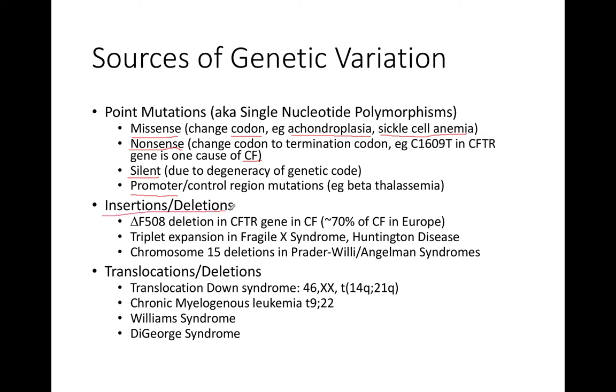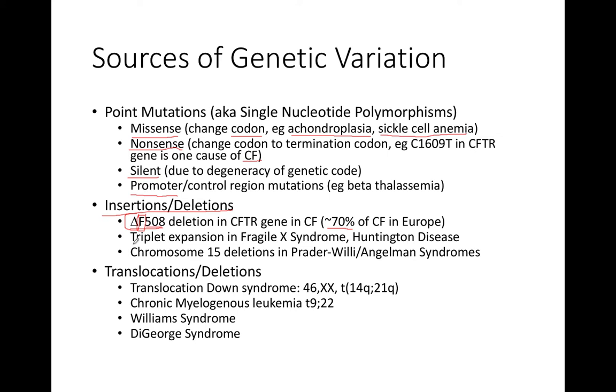Insertions and deletions can occur in a variety of different diseases. The most common mutation that's seen in cystic fibrosis, and we will spend a fair bit of time talking about CF, is called the delta F508 deletion. That means that there is a delta, a deletion of the codon for phenylalanine that occurs at position 508 of the CFTR protein. And that single mutation, which is a three-base deletion, you remember, if we think about reading frames, that won't throw the protein out of reading frame, but does cause changes in the processing of that protein. That's the most common mutation associated with 70% of cases of CF in Europe.